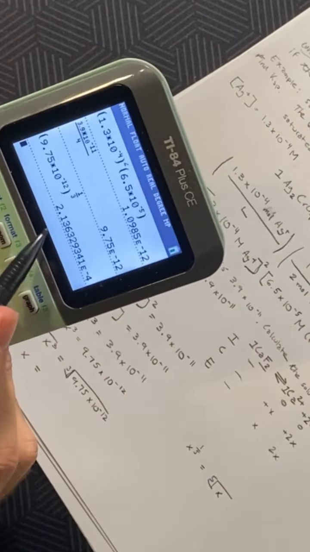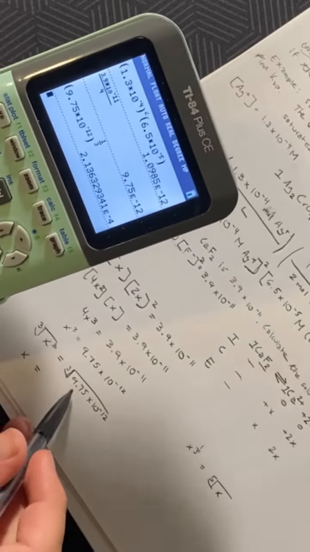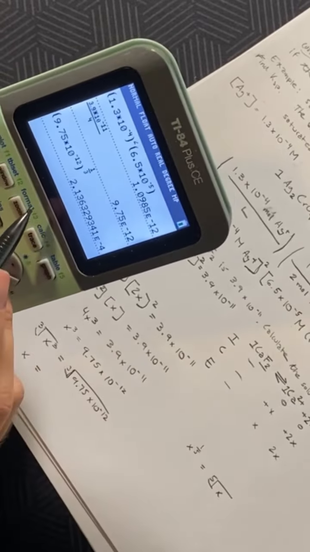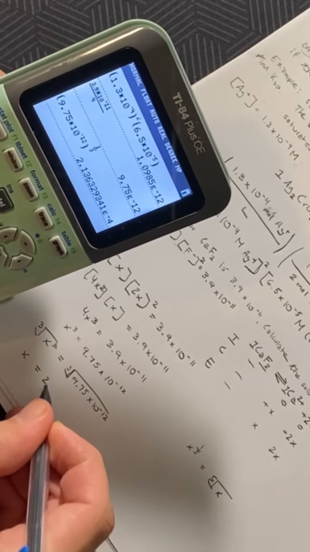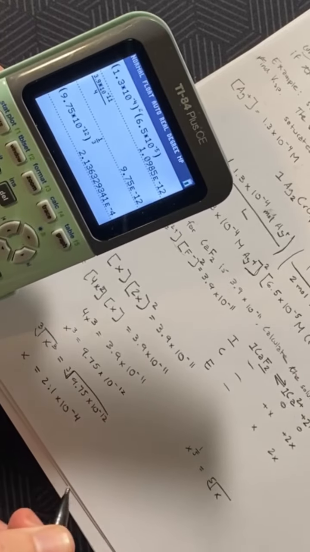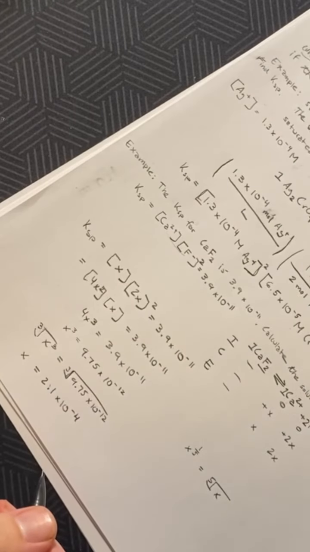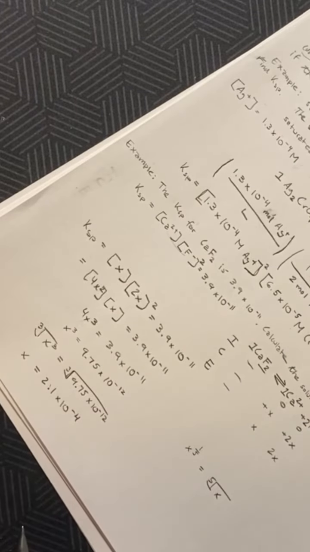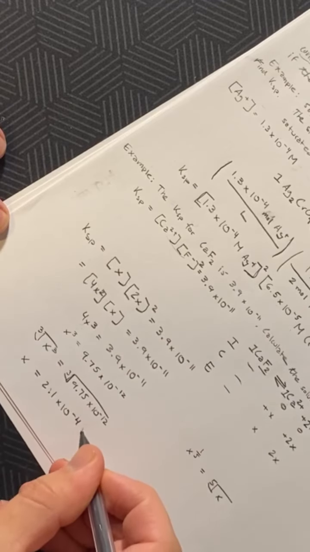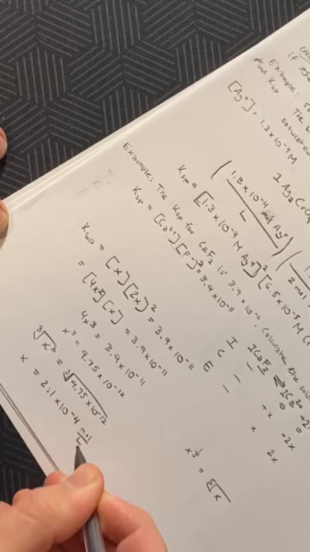So right here we've gotten that the cube root of 9.75 times 10 to the negative 12 is going to be 2.1 times 10 to the negative 4. And that should be our answer. So this is what we got for x, and remember that this is in moles per liter.